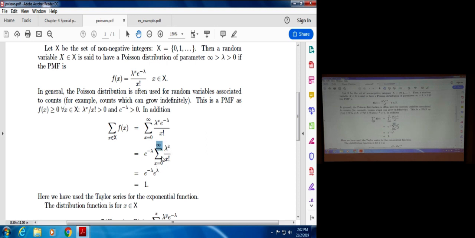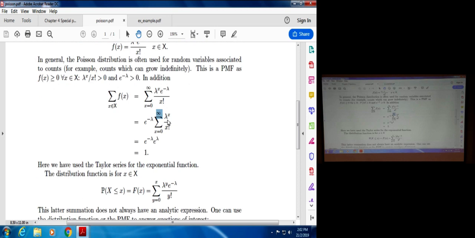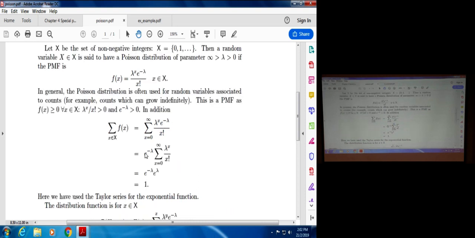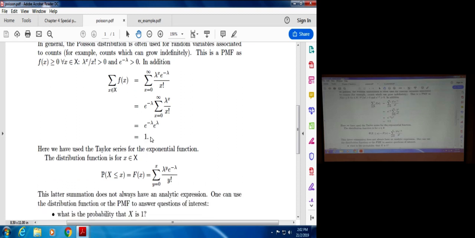That's true because this series is just the Taylor series expansion for the exponential function e to the power lambda. So this sum is by definition equal to e to the lambda, and e to the lambda times e to the minus lambda is equal to 1. That's basically just a confirmation. I said that last week, so if you want to be clear about it, that's the calculation.